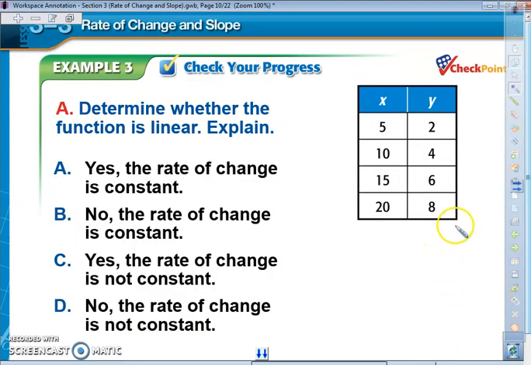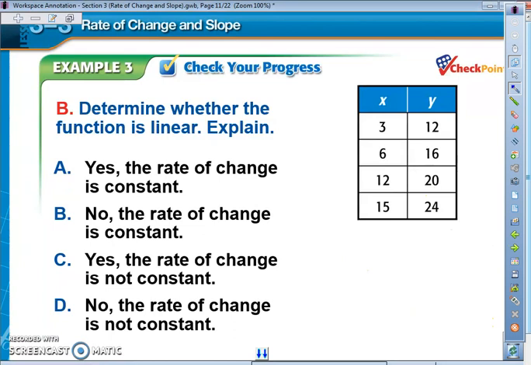All right, again, we can do that right here. Looks like everything on this side is plus 2. From 2 to 4 is plus 2, 4 to 6 is plus 2, 6 to 8 is plus 2. And everything on this side looks like it's plus 5. So it looks like every step, it's going to be 2 over 5. So is it linear? Yes, it is. The rate of change is constant.